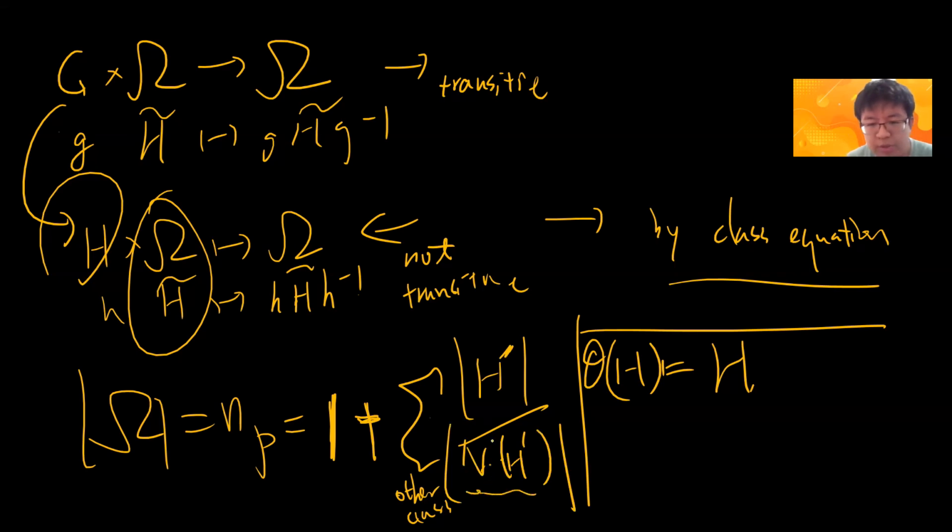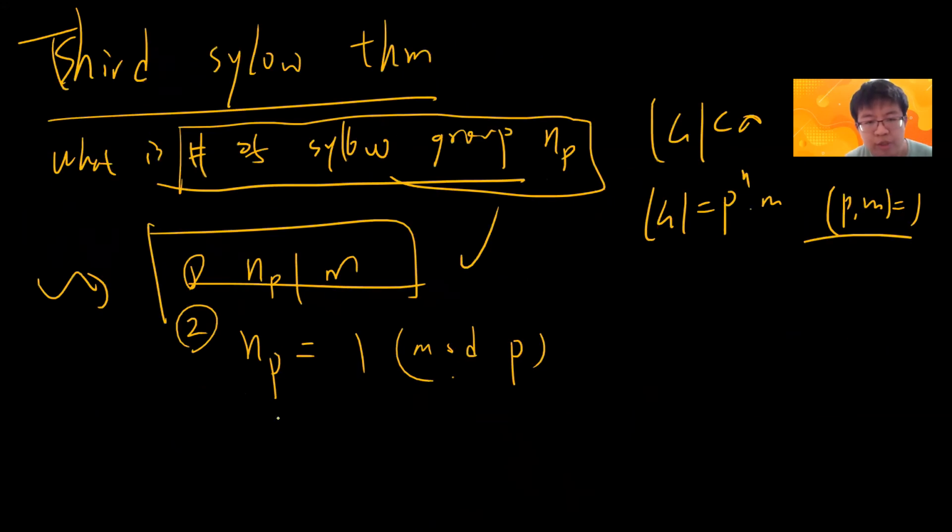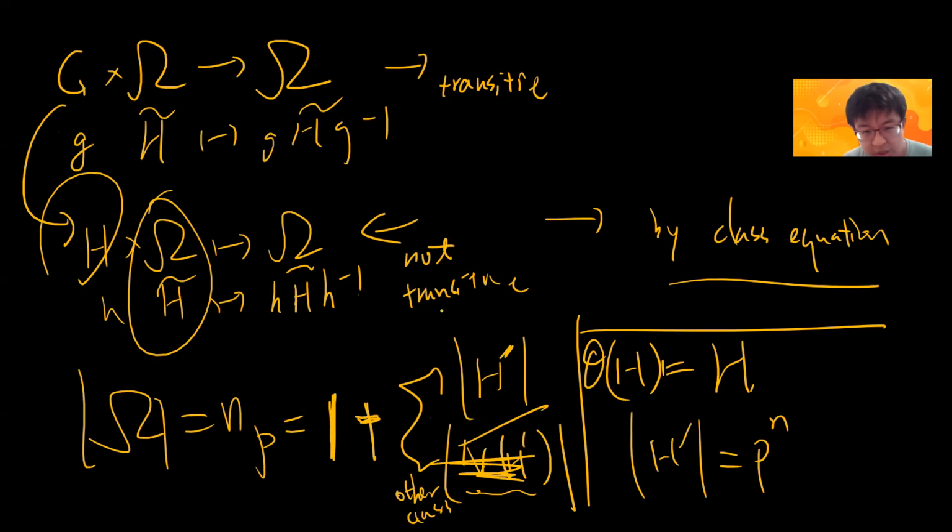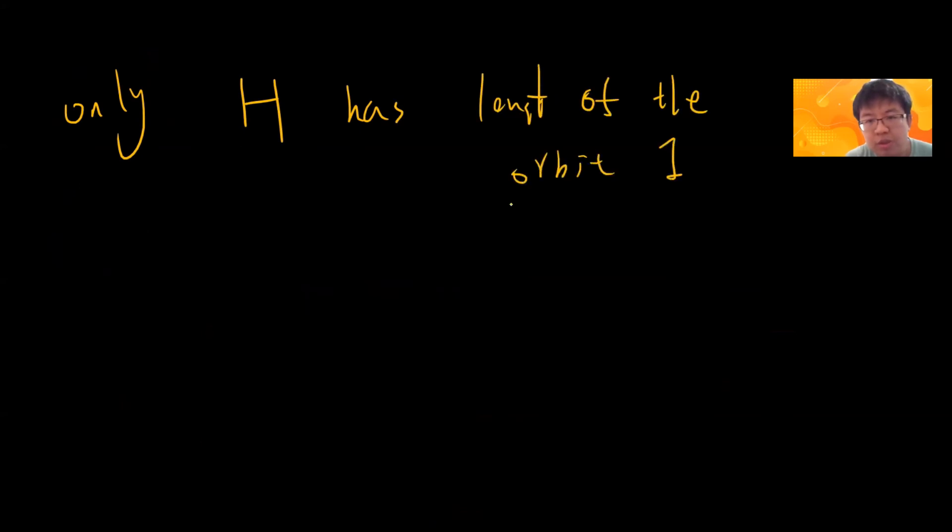Yes, that normalizer is restricted to H, but who cares. Remember that this H prime is P to N, right? So in order to prove that NP is 1 mod P, the only thing we need to prove is that only H has an orbit of length 1.